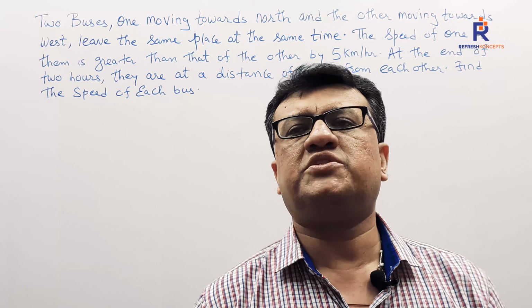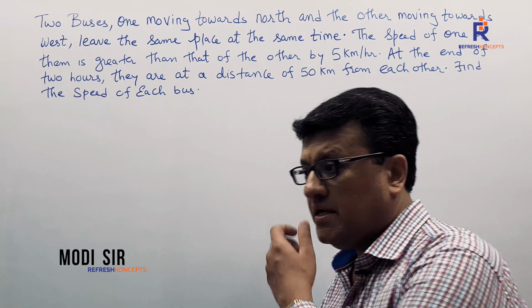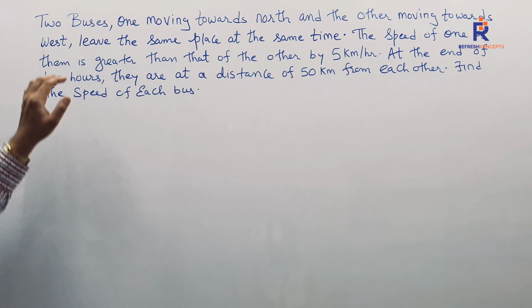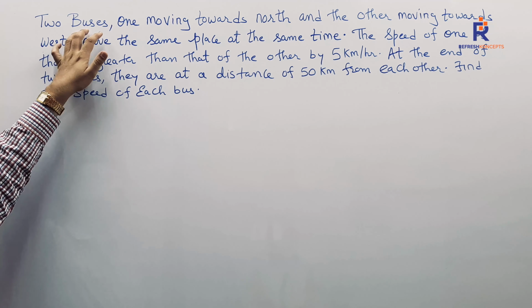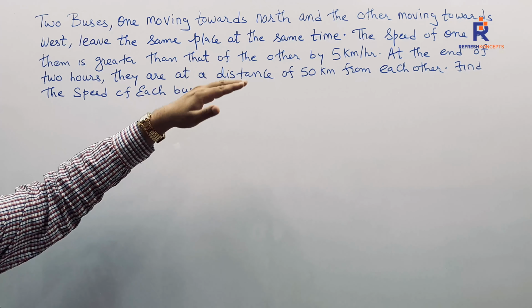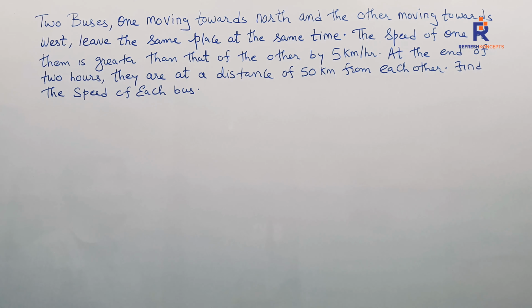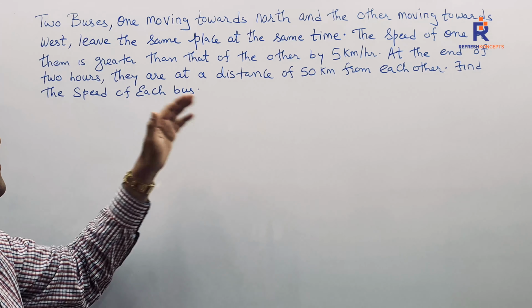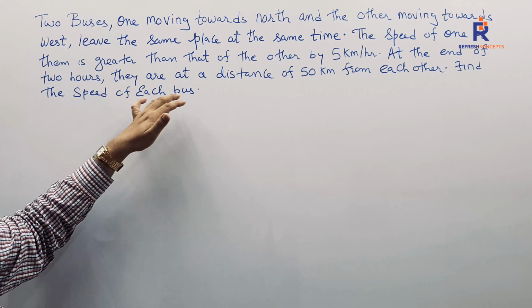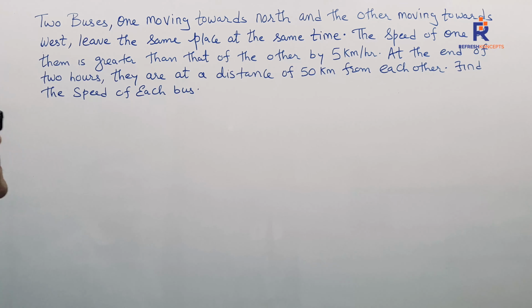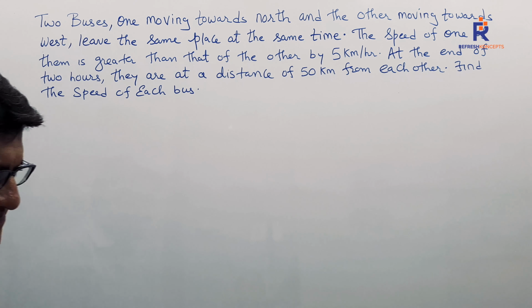Let's see the next question of speed, distance and time. What this particular question says, unlike the first one, there is a slight change. Two buses, one moving towards north and the other moving towards west, leave the same place at the same time. The speed of one of them is greater than that of the other by 5 km. At the end of 2 hours, they are at a distance of 50 km from each other. Find the speed of each bus.